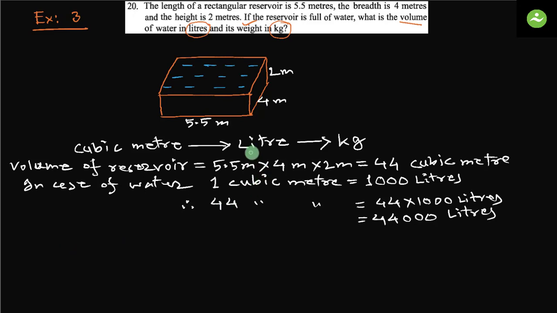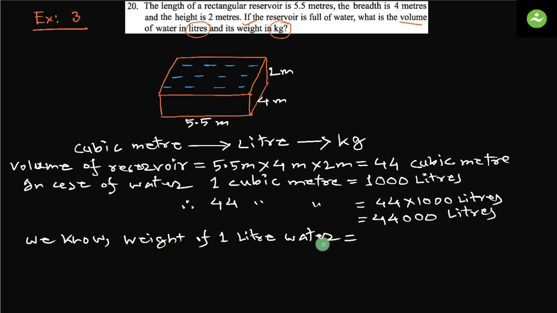Now, is there any relation between liter and kilogram? Yes. We know weight of 1 liter water equals to weight of 1 liter water. It has to be pure water, not dirty water. So weight of 1 liter water is 1 kilogram.